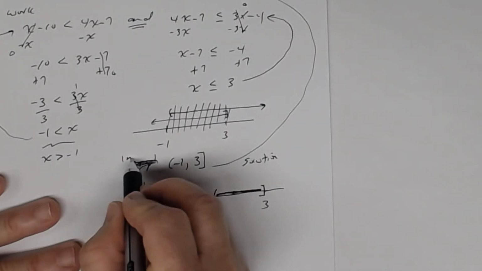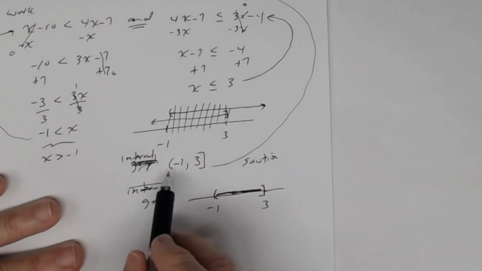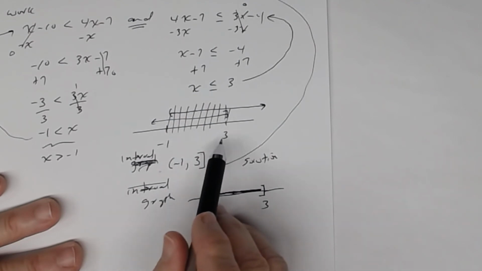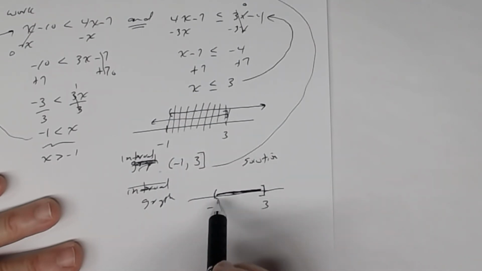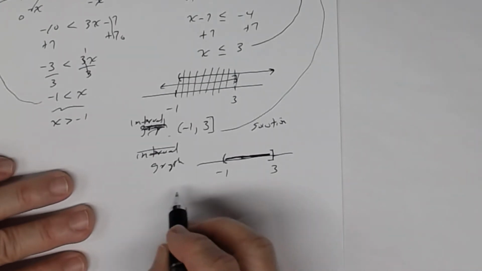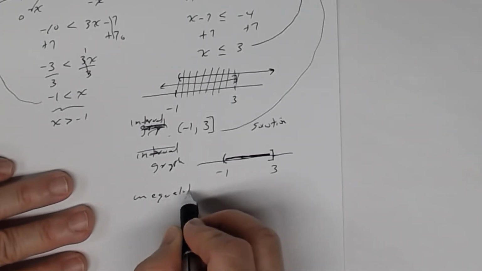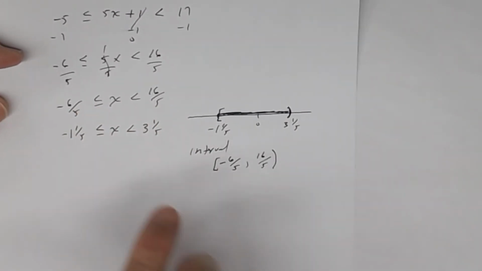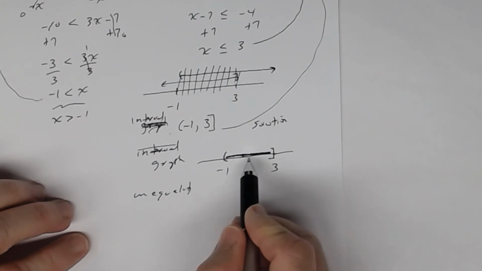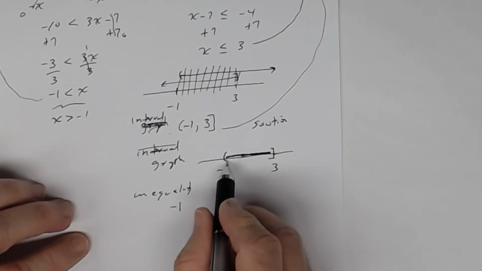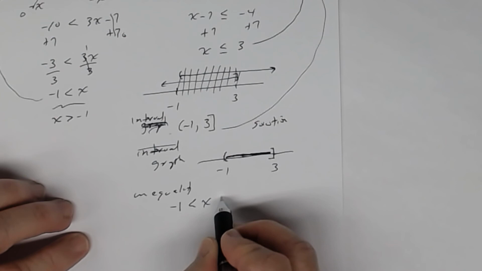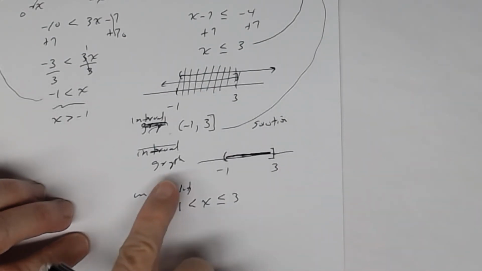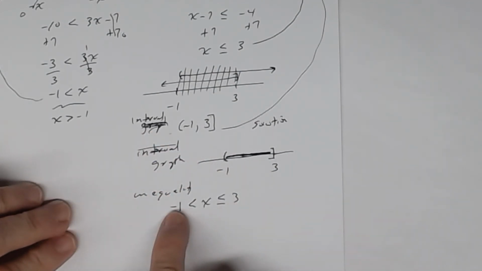So interval: you just read what you see, negative 1 to 3. Then the graph, you just go from negative 1 to 3, just like this, parenthesis, bracket. And as an inequality, meaning you want to make it look like this right here, you just write what you see. So negative 1, that's a parenthesis, is going to be less than x, is going to be less than or equal to because of the bracket, 3, and that's it. So there's your interval, there's your graph, and that's the inequality notation.